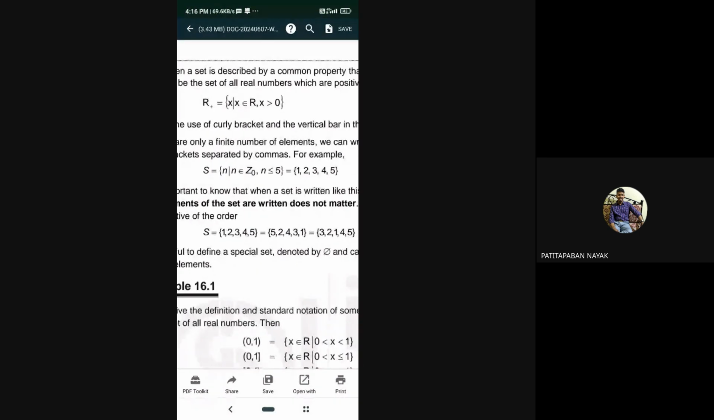It is important to know that when a set is written like this, the order in which the elements of the set are written does not matter. It is the same set irrespective of order. Suppose you have 5 elements, 1, 2, 3, 4, 5. You can write it as 5, 2, 4, 3, 1 or 3, 2, 1, 4, 5. The sequence of the elements can be interchanged and it will still be the same set.